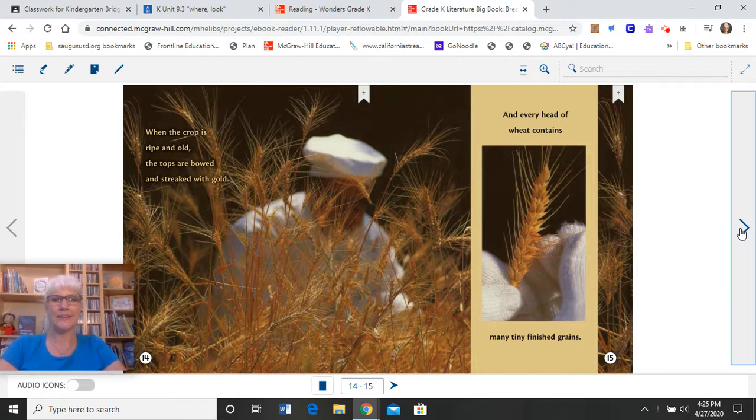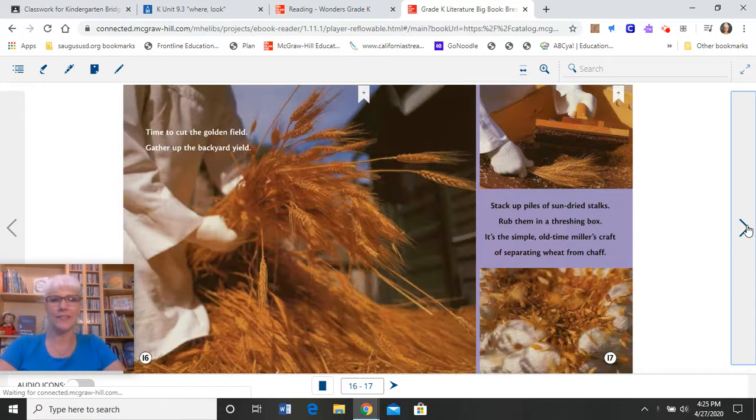What is he doing in this page? Do you remember? He's starting to gather the heads of wheat. And once again, we get to look closely at the tiny grains. He's tying it all up. And there we see our threshing box because they knew that you probably wouldn't know what a threshing box is. And here you can kind of see the grains of wheat separated from the chaff. Do you remember what I said the chaff was? It's like the shell around the wheat.